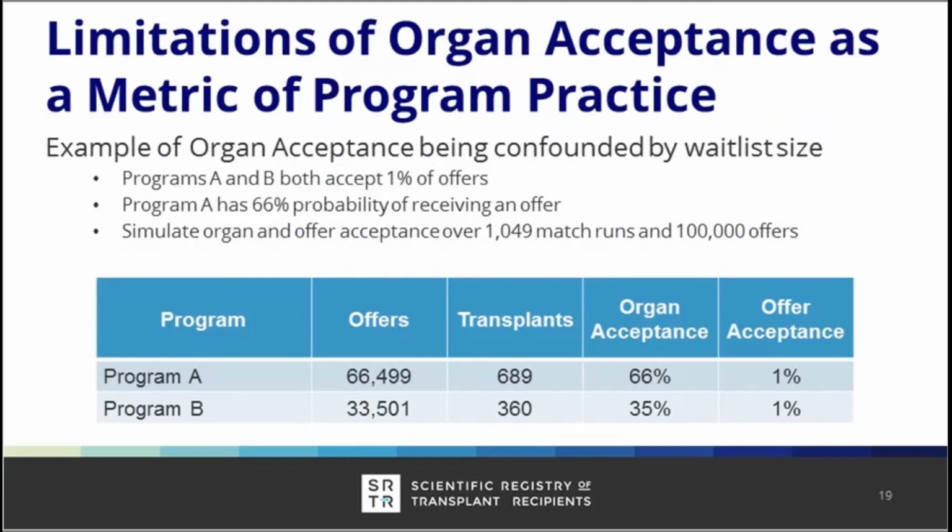And when you simulate this out, we simulated acceptance of over 1,049 match runs and over 100,000 offers for these two different programs. And you can see that in the second to right column, their organ acceptance rate, Program A has 66% acceptance of these organs, whereas Program B has 35%, even though each program accepted 1% of the offers. This is an example of Program A is just a larger program and has more opportunity to accept those organs than Program B does, even though both programs would be classified similarly in terms of their offer acceptance practices. And this is what we mean by confounding the metric of interest by some other factor. In this case, it happens to be the volume of those two programs.